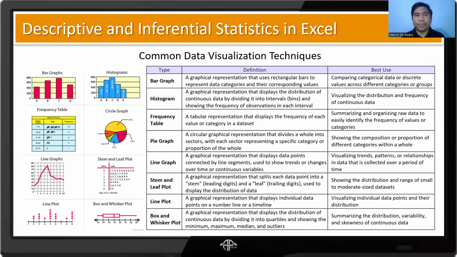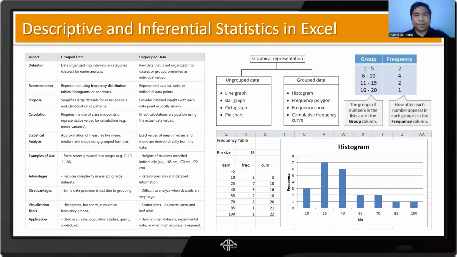We also have options like stem and leaf plot, line plot, and the box and whisker plot, which we will show in a while, I think, in our demo. We have some more distinctions between grouped and ungrouped data.